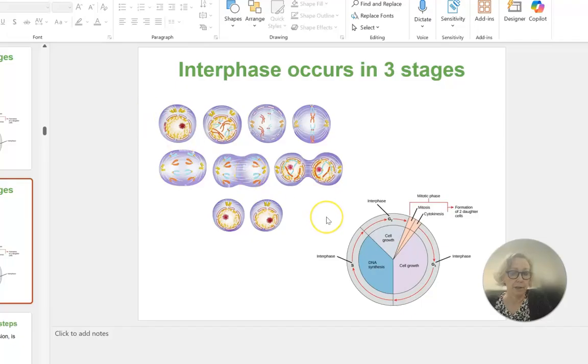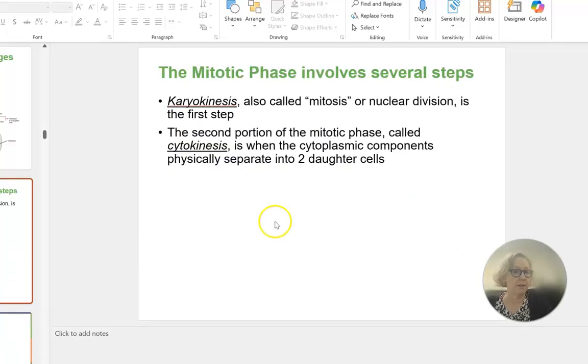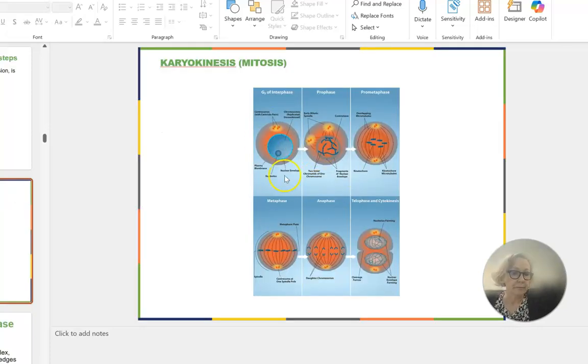Now, we're getting ready for mitosis. Okay? Karyokinesis, also called mitosis, is the first step. The second step is cytokinesis, where we're actually going to divide into two. Okay? Here we go. So here's our interphase. Right, we've doubled our DNA, we've made all the organelles necessary.